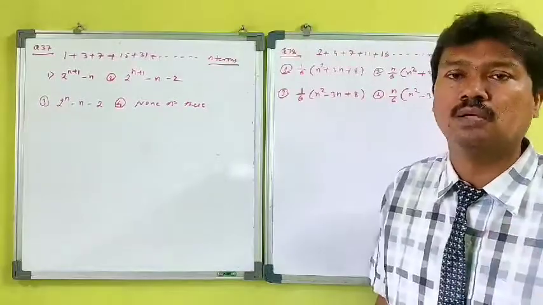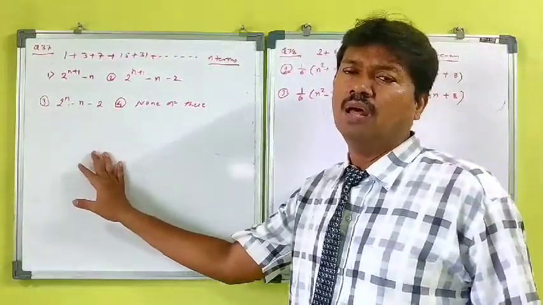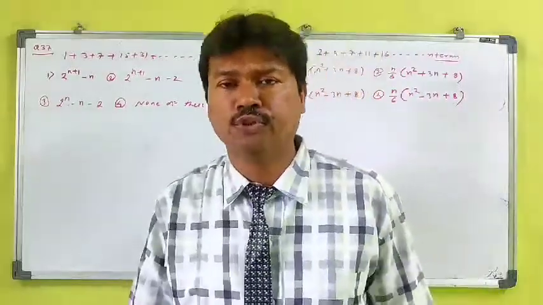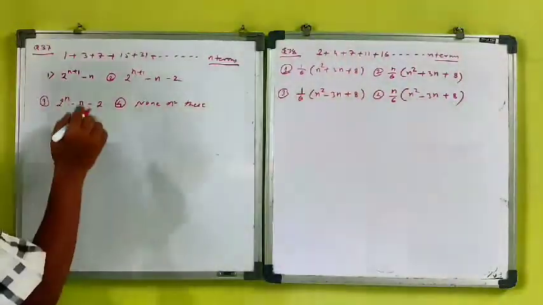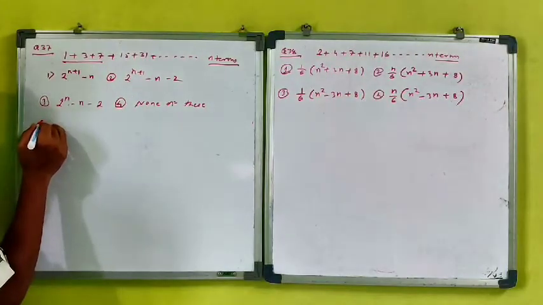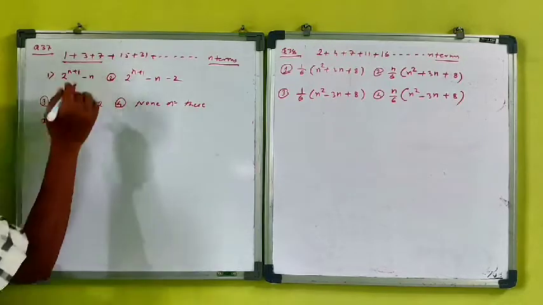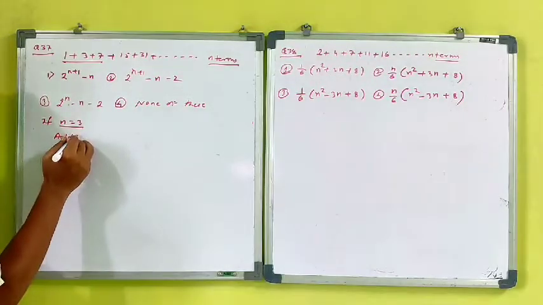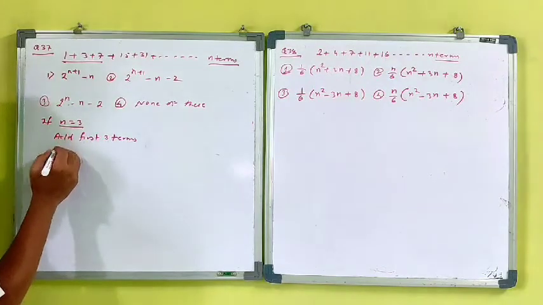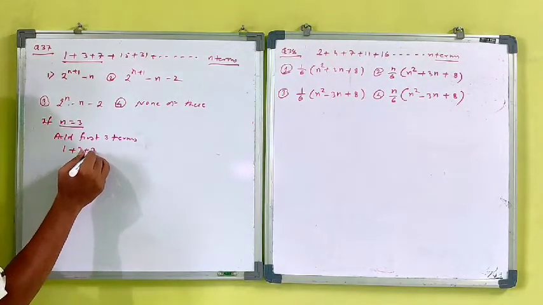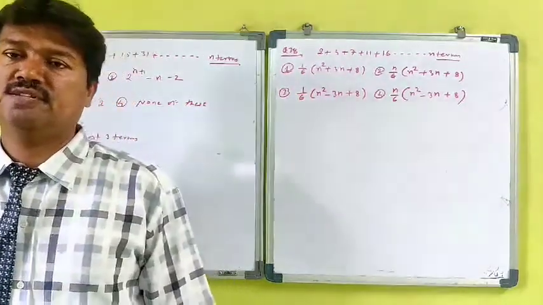It's a random sequence. And when the sequence is random and the options are also given, it is better to go with the option method. So what is the option method? We consider n as 3. We say n is equal to 3. If n is equal to 3, you add the first 3 terms. So what is that? 1 plus 3 plus 7 is equal to 11.